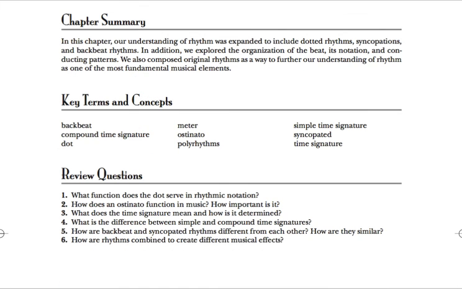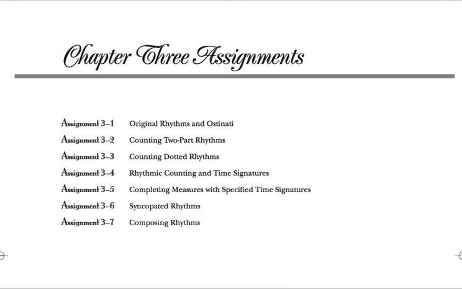And here we see a chapter summary. As before, we see the key terms and concepts and an overall paragraph describing the important elements in this chapter: dotted rhythms, syncopation, backbeat, and so on. And here are the assignments listed at the end of the chapter.